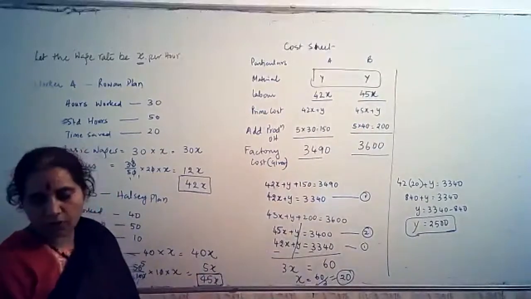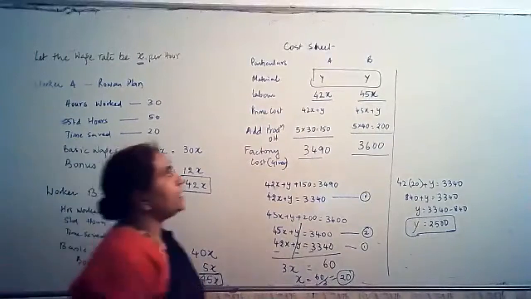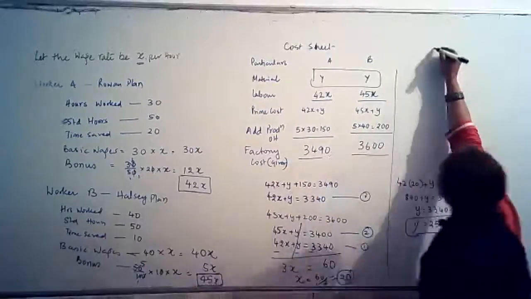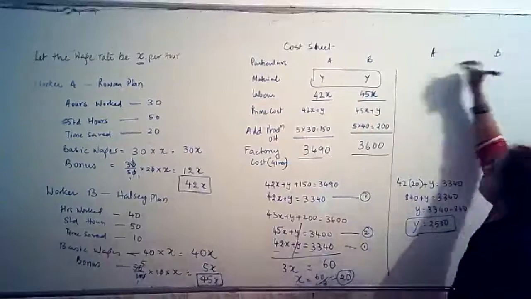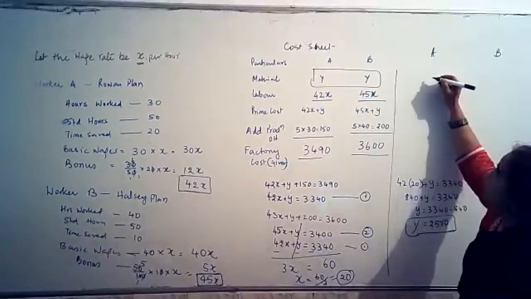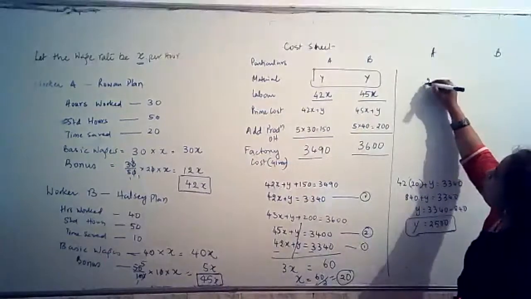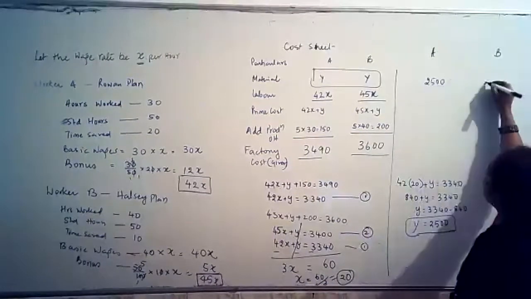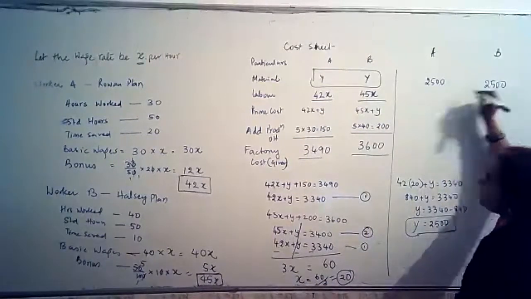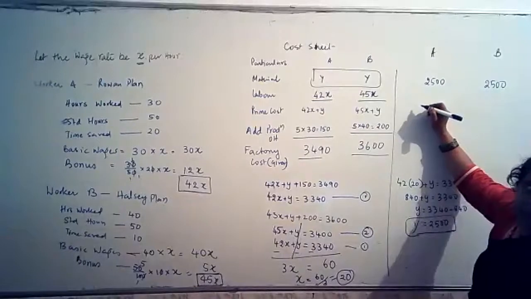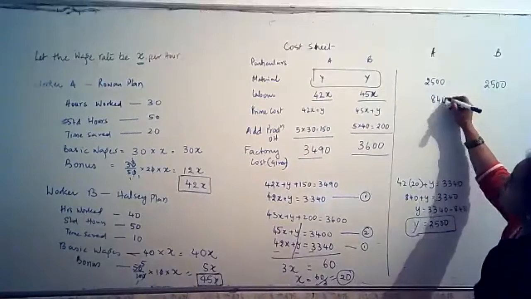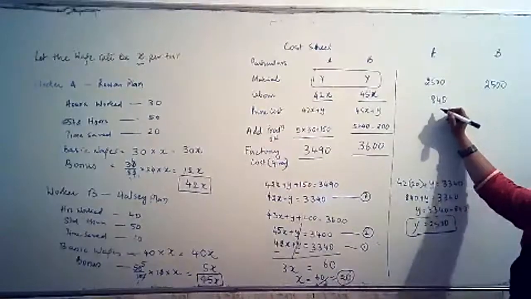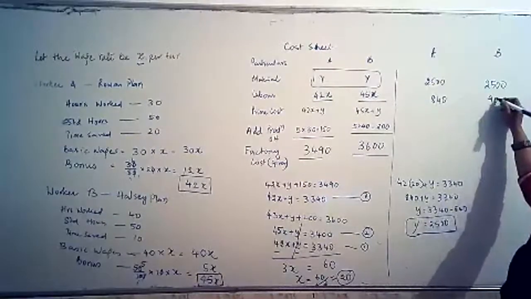So now I will redraw the cost sheet again for you, and let's see how it looks for A and B. I will write it here only. Can you see it? Yes. So first, material is 2,500, and here also it is 2,500. Labor is 42 into 20, so 840. 45 into 20 is nothing but 900.